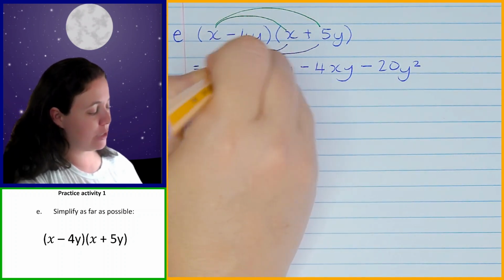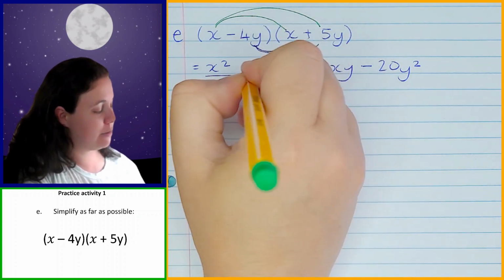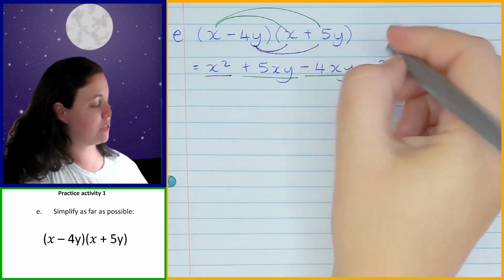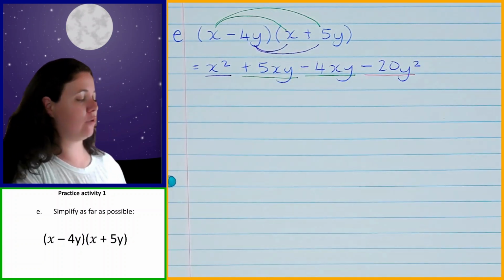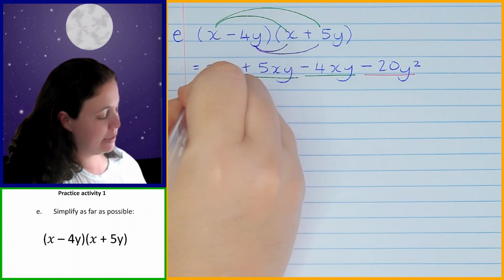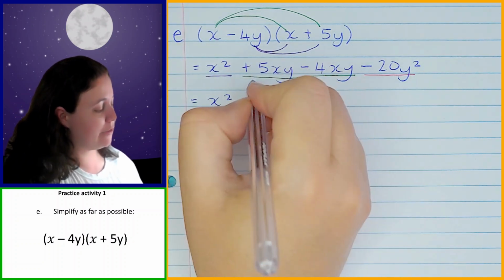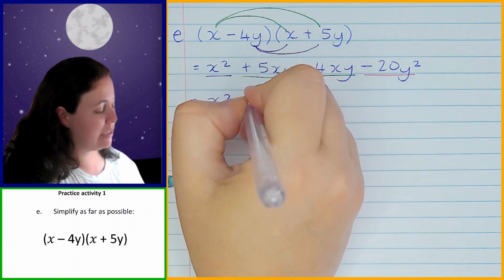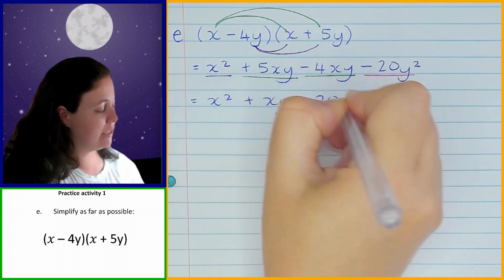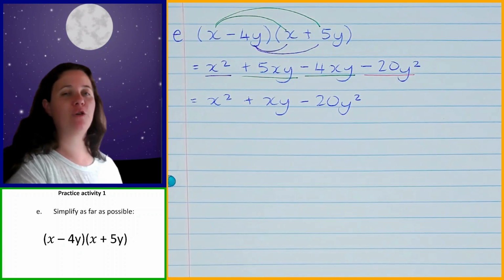So I've got x squared over there. Then I've got positive 5xy and negative 4xy. And then I've got minus 20y squared. Okay, so when I combine those like terms, I get x squared. And then 5xy minus 4xy is plus xy, and then minus 20y squared. So that you should have got for question E.